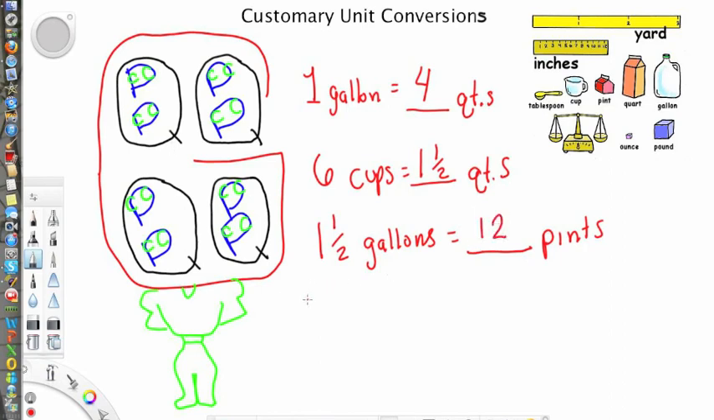We could also set up ratios and use our ratio reasoning to make our conversions. But I think this is a good start for us. And keep in mind too, when we talk about customary units, we also have distance, which is measured in inches and feet and yards, and we go on to miles. And when we have weights, we're dealing with, for the most part, ounces and pounds.